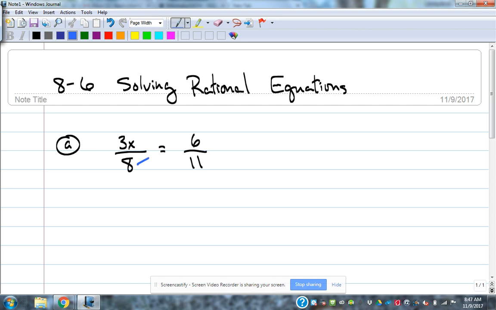Cross multiply, yeah. 8 times 6, and then 3x times 11. 8 times 6 is 48. 3x times 11 is 33x. Get x by itself. Divided by 33.